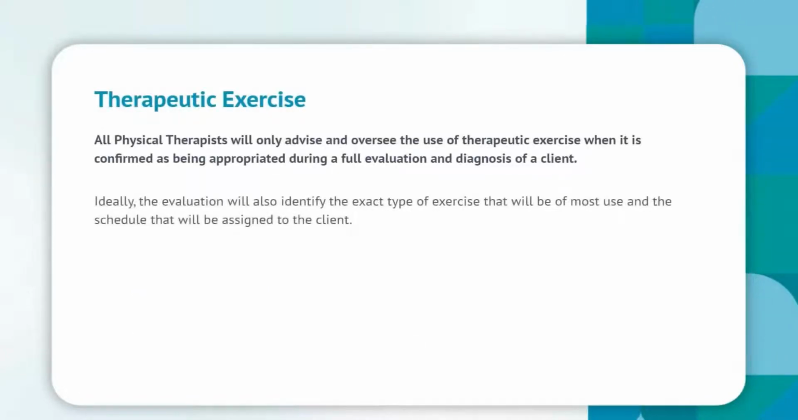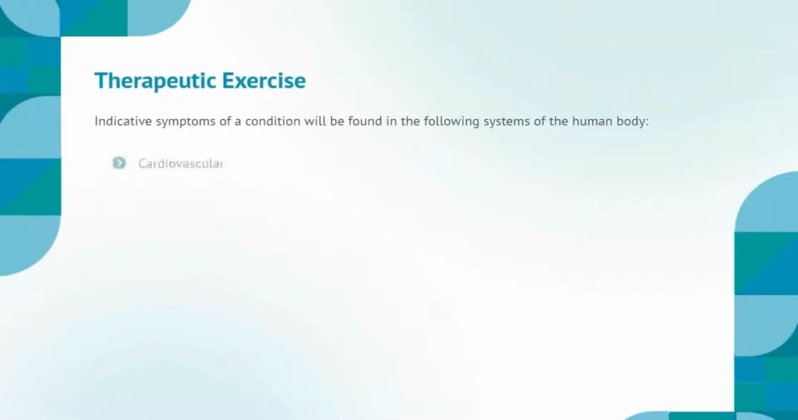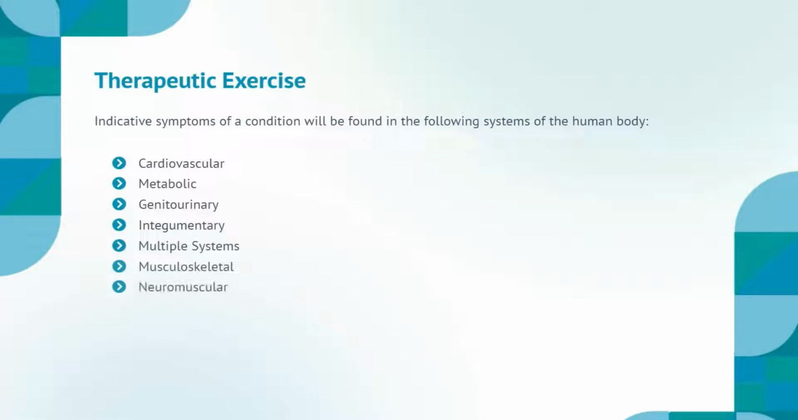All physical therapists will only advise and oversee the use of therapeutic exercise when it is confirmed as being appropriate during a full evaluation and diagnosis of a client. Ideally, the evaluation will also identify the exact type of exercise that will be of most use and the schedule that will be assigned to the client. Indicative symptoms of a condition will be found in the following systems of the human body: cardiovascular, metabolic, genitourinary, integumentary, multiple systems, musculoskeletal, neuromuscular, pulmonary.